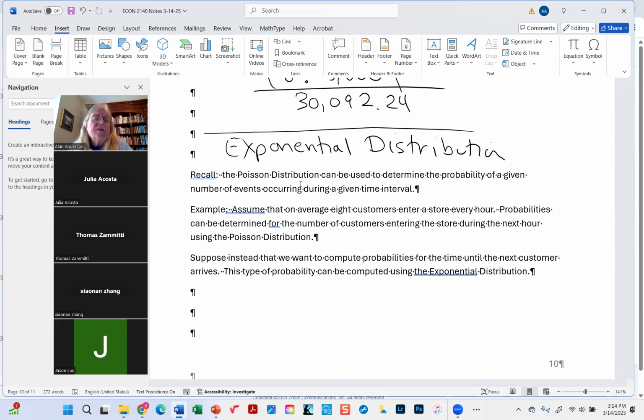But what if our interest is different? We're not trying to figure out how many customers will come in the door during the next hour. What if instead we're trying to figure out the probability of a given time before the next customer shows up? Like, what if we want to know the probability that the next customer won't show up for another 20 minutes? Then we need the exponential distribution. All right. So Poisson is good for figuring out the number of events per time frame. This one is used for figuring out the time until the next event.